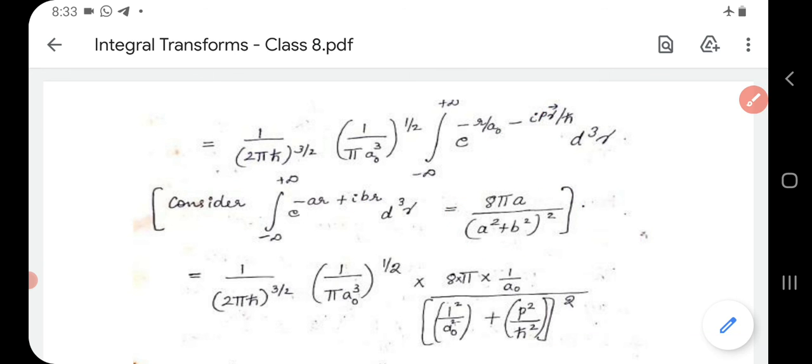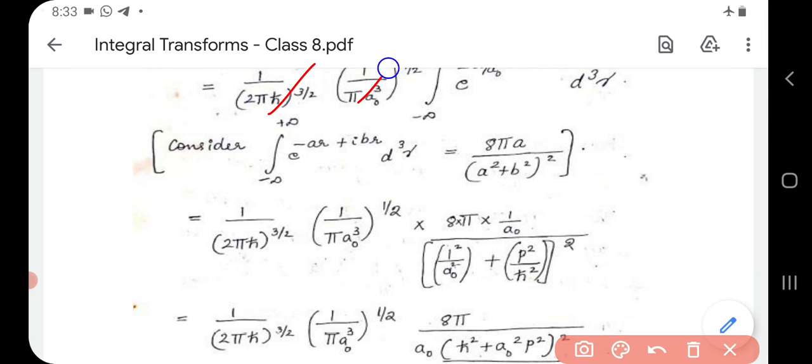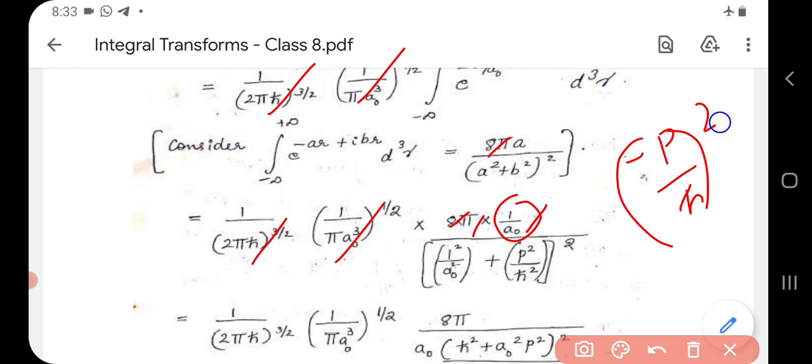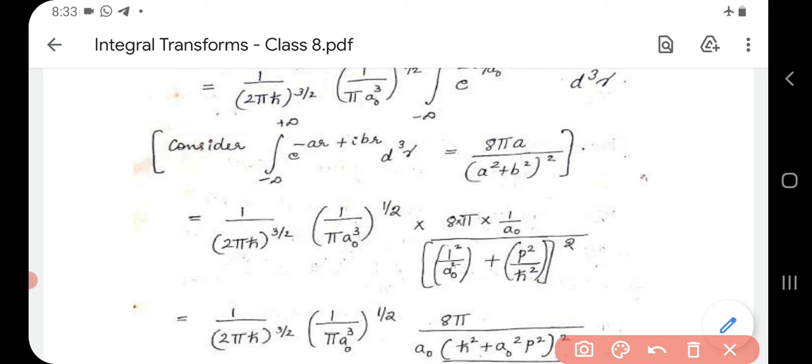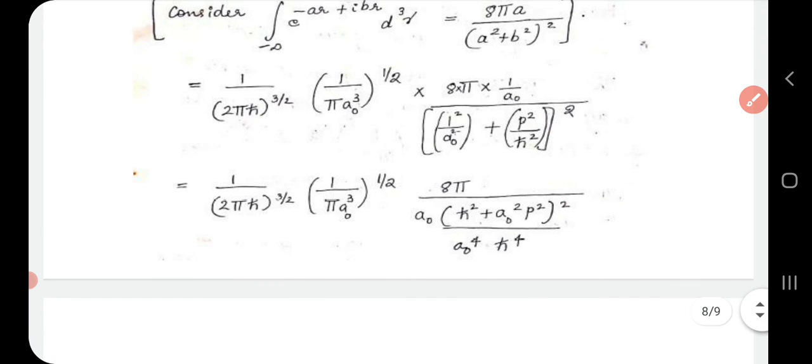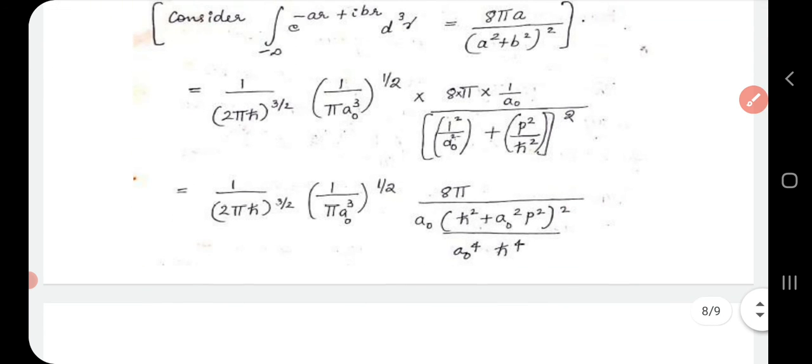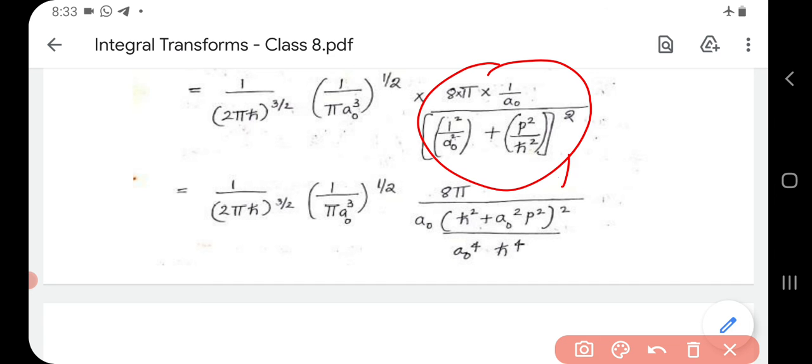That is, these two are kept as such. 8 pi, then what is your a? 1 by a0, it is written here. So a square will be 1 by a0, the whole square. Then what is your b? It is minus p by h cut. So square it, and it will be p square by h cut square, then the whole square. Okay, then simplify this term. This will reduce to this one.